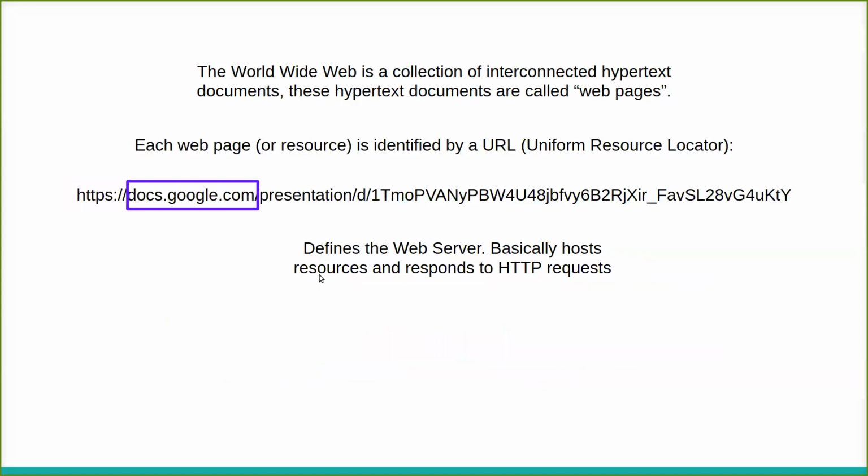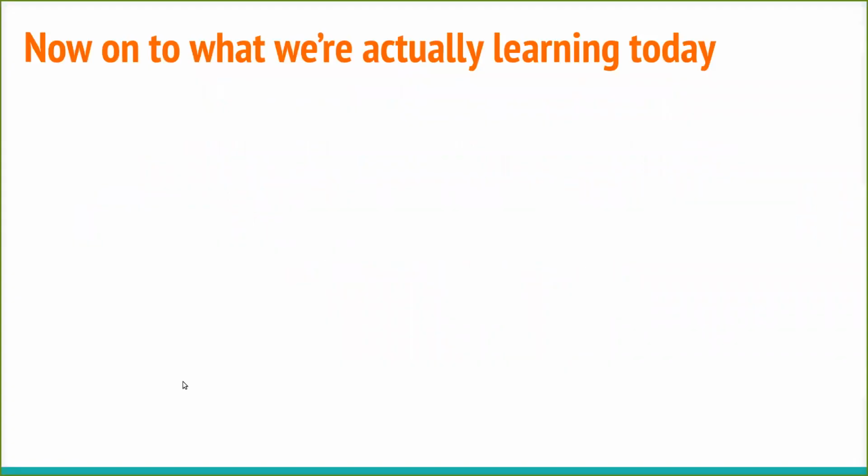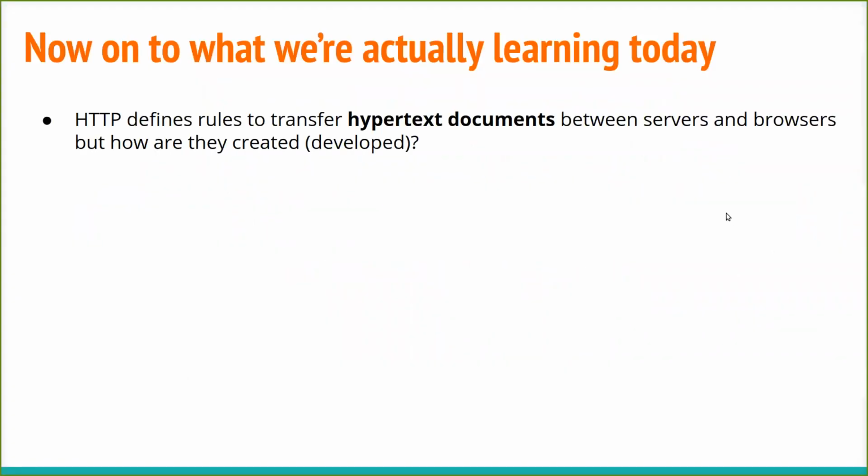The next part of the URL defines the server. Take note of that, because that will come up again later. And the last part of the URL defines the path to the resource. Exactly like you have paths on your own computer. The servers that you're accessing are just big computers, right? So they also have paths to the various files and resources that you're locating. Okay, so just going over that quickly to remind you guys. Now, on to what we're actually learning today.